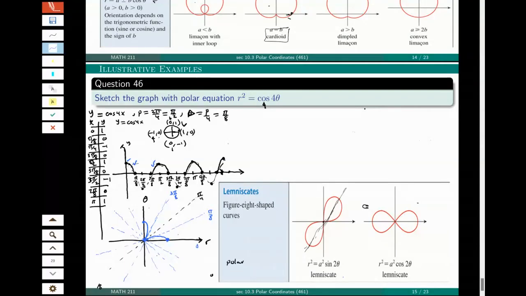From pi over 2 to 5 pi over 8: this is 4 pi over 8, this is 5 pi over 8. At pi over 2 it's 1, and it will go to 0 at 5 pi over 8. Then we get that one. This is 6, so this is 7 pi over 8. At 7 pi over 8 it was 0. And then when it goes to pi, it will be 1.